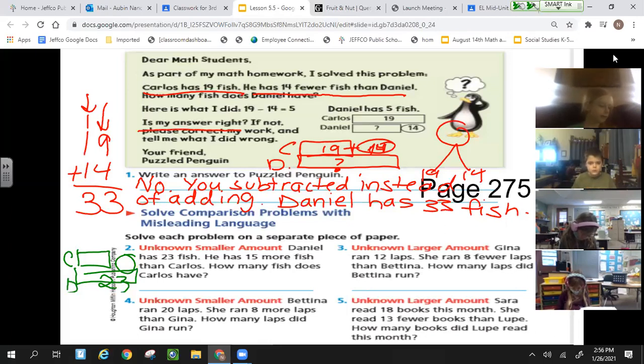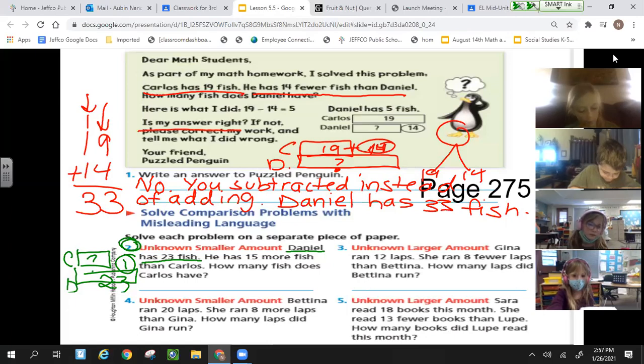Sorry, mine's falling out of my rectangle. We don't know how many fish Carlos has, but we know that it's, no, honey, we're on number 2. You guys, we're on number 2 now. They're the same names. I know that's so confusing, but we're doing different information. Go back to the text because see, it says Daniel has 23 fish. Do you guys see where I am? Do you see it? Yes, no, maybe? Are we good? Now you see it? Okay.